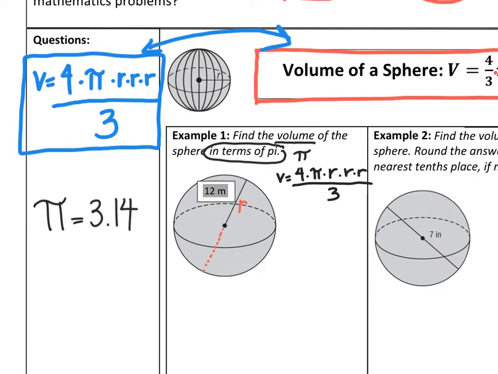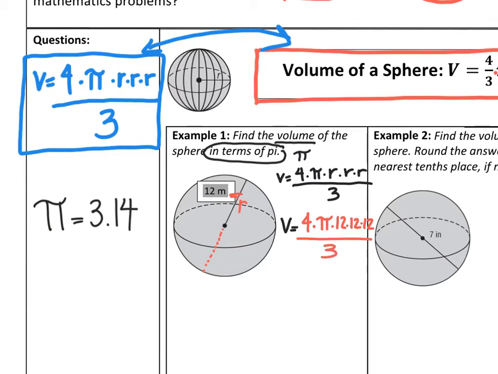So let's fill in this piece of information. We know volume equals, that's what we're looking for. The first piece of information I know for sure is 4 because it's there for us. So I'm going to rewrite 4. Pi, we need to leave it just pi because they want that in the answer. And then my radius. In this case, my radius is 12 meters. So I'm just going to put 12 times 12 times 12. And then when we're all done, we're going to divide this by 3.